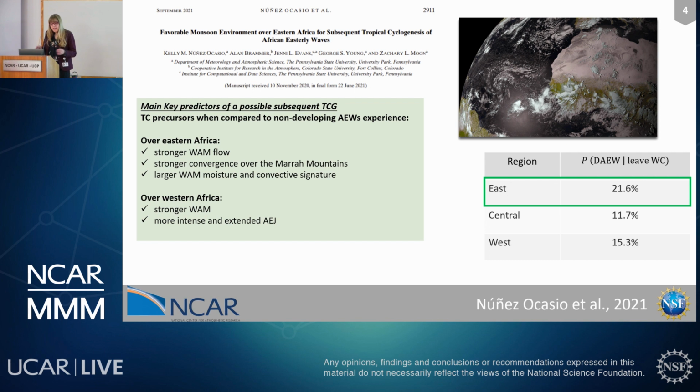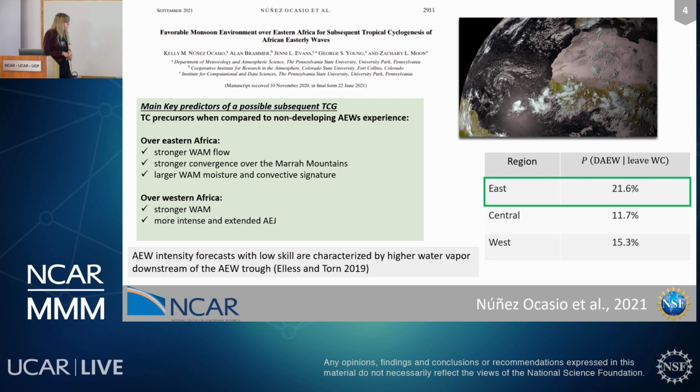And so this gave us a perspective on how the large-scale environment relates to genesis, but it really doesn't make things simpler. It turns out that African easterly wave intensity forecasts with low skill are characterized by higher water vapor downstream of the easterly wave trough. And so based on these predictors, it's just telling us that it's very complicated to predict tropical cyclogenesis in a more favorable environment.